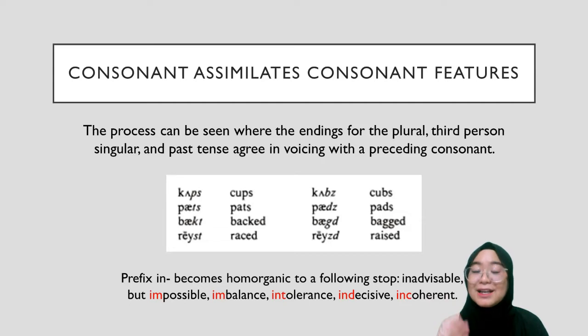The prefix in also becomes homorganic to a following stop. For example, in plus advisable becomes inadvisable, but for impossible, it is not inpossible but impossible. For in plus balance, it's not inbalance but imbalance. But it is also different when we meet N to T. It's intolerance, followed by indecisive and then incoherent. It is the consonant assimilates consonant feature.